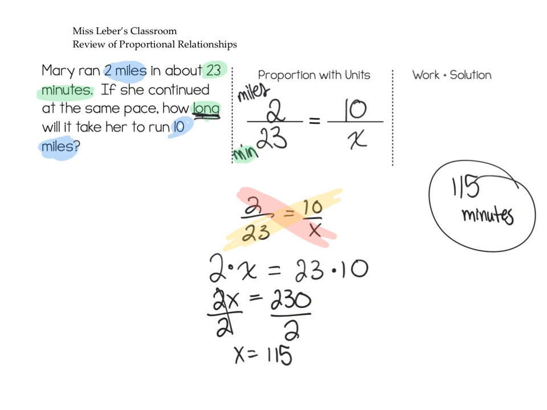And you can do this with any 2 quantities. If you had miles per gallon, if you had dollars per ounce, anything like that. Set up a proportion using those 2 different units. Put one on the top, one on the bottom. A lot of you in class would do miles over miles, minutes over minutes. Just make sure you're keeping those pairs together.